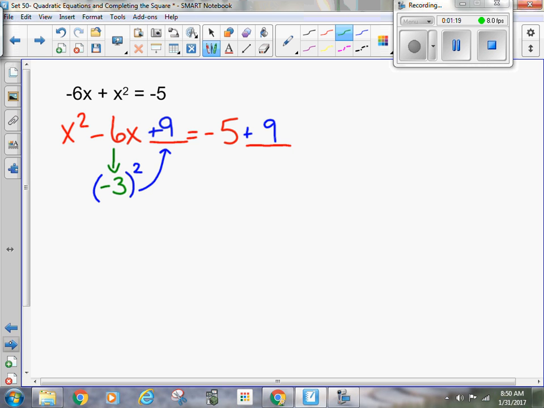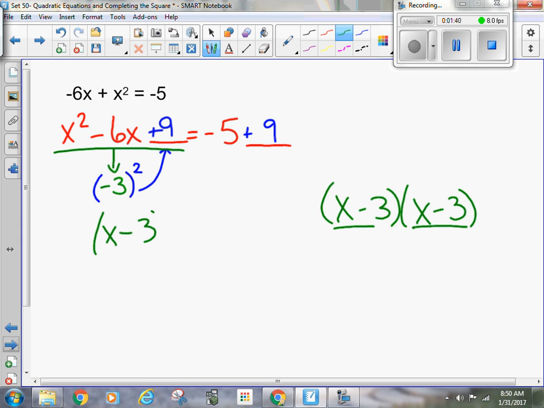Okay, so now I have this quadratic here, and it's really nice. It's a simple quadratic that I could factor, and I'm going to have x minus 3 and x minus 3. All of your quadratics should turn into something that has the exact same two things. So I'm going to rewrite that as x minus 3 squared. Negative 5 plus 9 gives me 4. So now I'm just going to go ahead and solve from here.